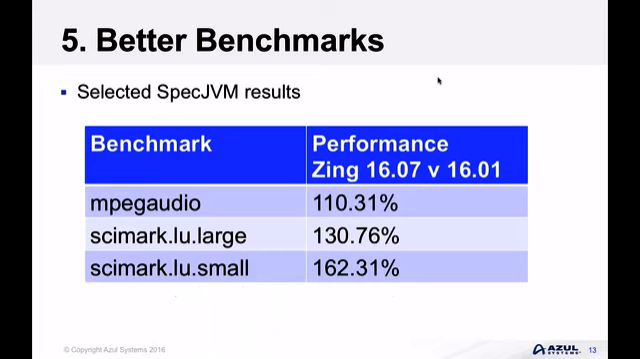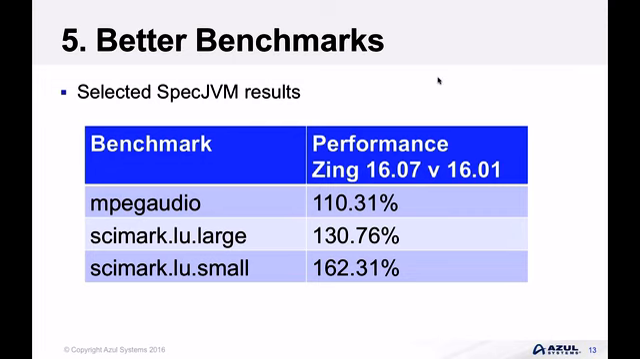Similarly, if we look at a few of the SPECjvm benchmarks, this is always useful to see what kind of things are going on, again, to evaluate performance. I just picked out three here. There's a lot of different benchmarks that make up SPECjvm. The other ones were all slightly better, but not hugely better, so I just picked out three which gave us significantly better performance.